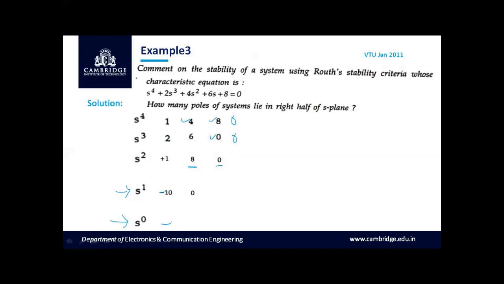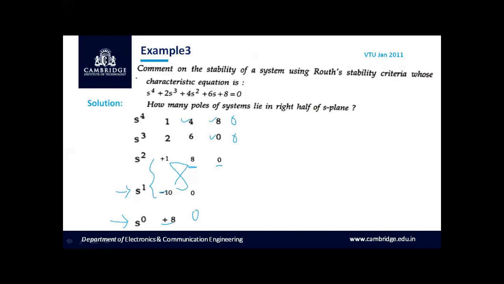To fill up the fifth row, we have to make use of the previous two rows as a reference, and we have to make use of the formula minus 10 into 8 minus 1 into 0 divided by minus 10. Hence, I get plus 8. And the next element will be equal to 0. Once after generating the Routh array, we know the procedure. We have to interpret with the Routh array, looking into the signs of the first column of the Routh array.